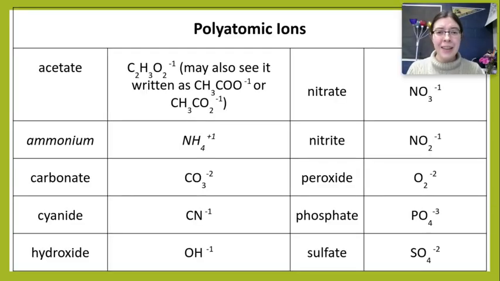Okay, so here's a list of some common polyatomic ions that you should be familiar with. You also have a list of these ions in your notes, so make sure you refer to those when you're doing the worksheets. Acetate, I want to point out, it can be written in multiple different ways, but in each case, it has the same number of carbon, hydrogen, oxygen atoms. They're just kind of rearranged a little bit with how they're written down. Ammonium is the only positive polyatomic ion you need to know about. All the rest are going to be anions.